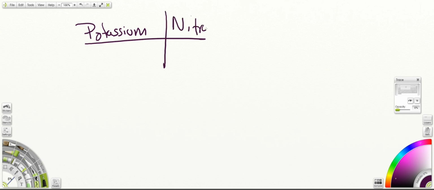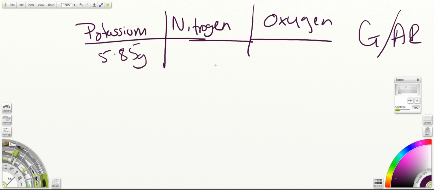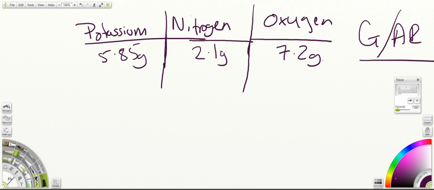So what I've got is I've got my 3 tables. Potassium. I've got my nitrogen, because that's what the question told me. And I've got, finally, I've got oxygen. Right, so again, we're going to use our Gaga method. So the grams from the question, the grams is 5.85 grams. Nitrogen is 2.1 grams. Guys, don't forget to write the grams in, okay? It just makes life easier, because you can remember the Gaga method then. And oxygen from the grams from the question is 7.2 grams.